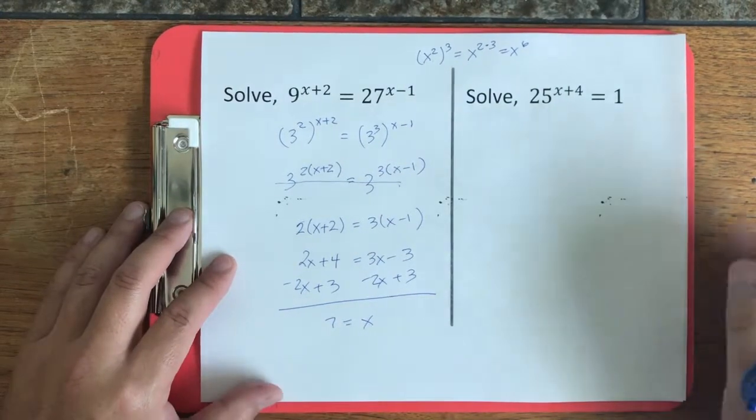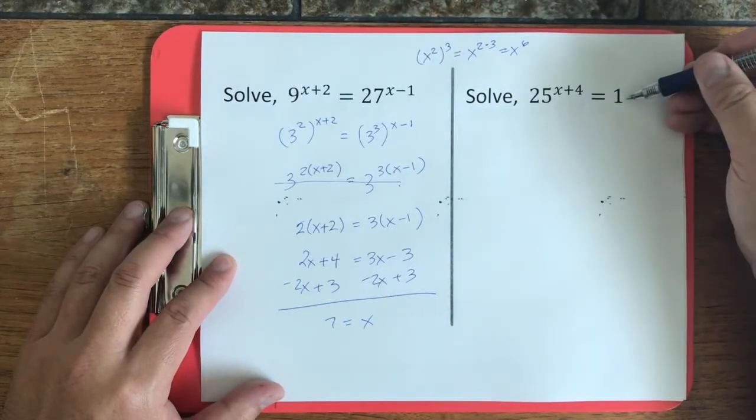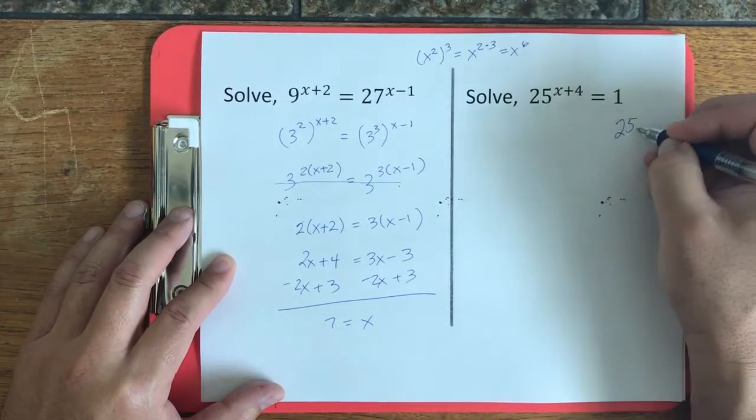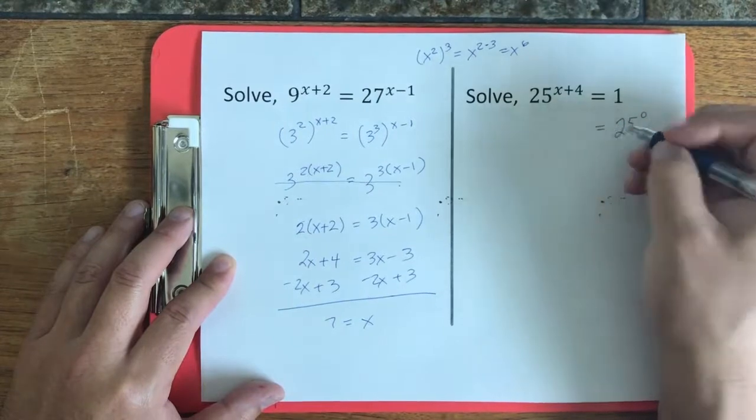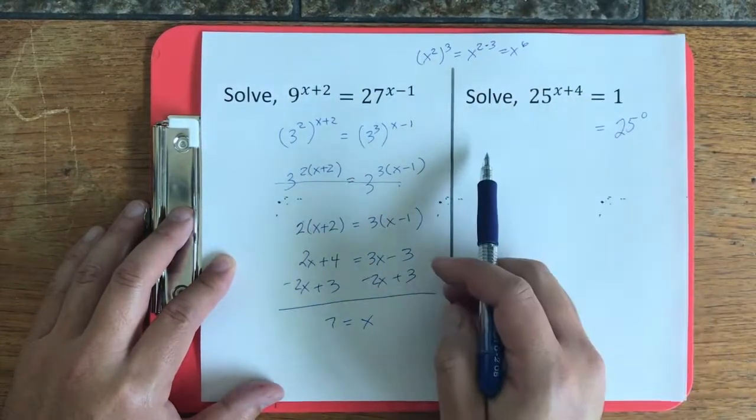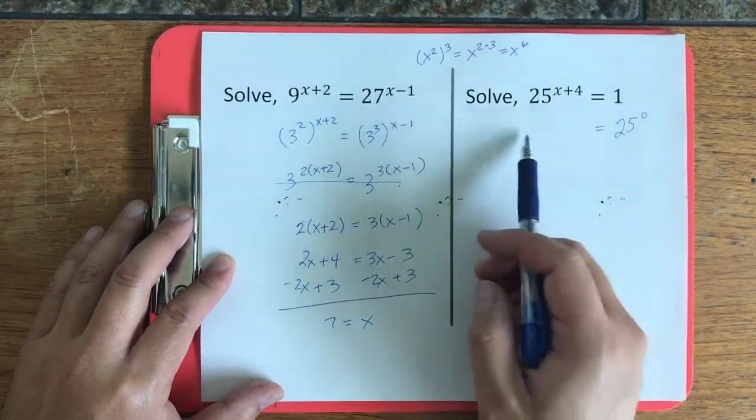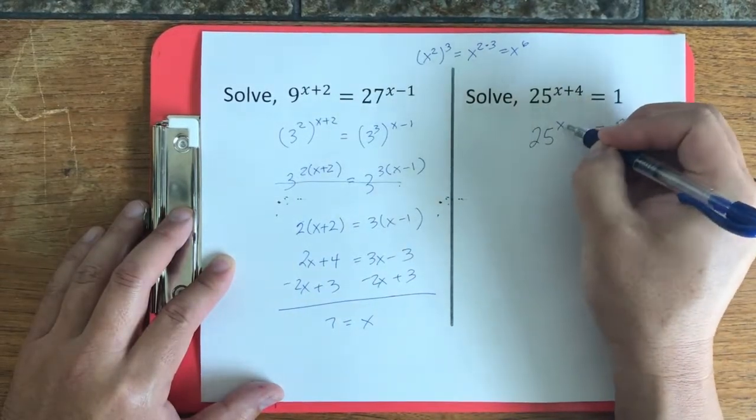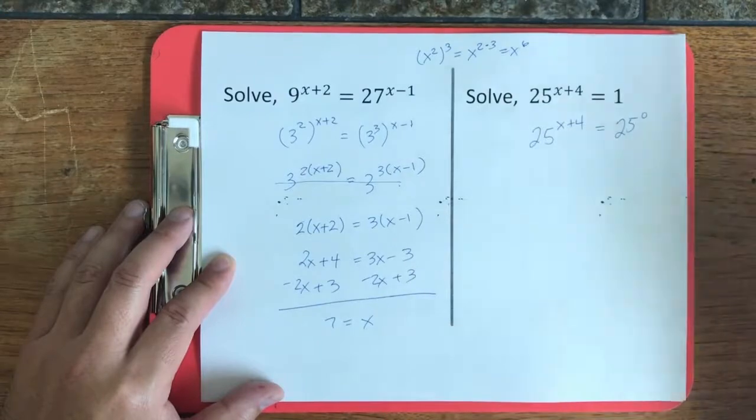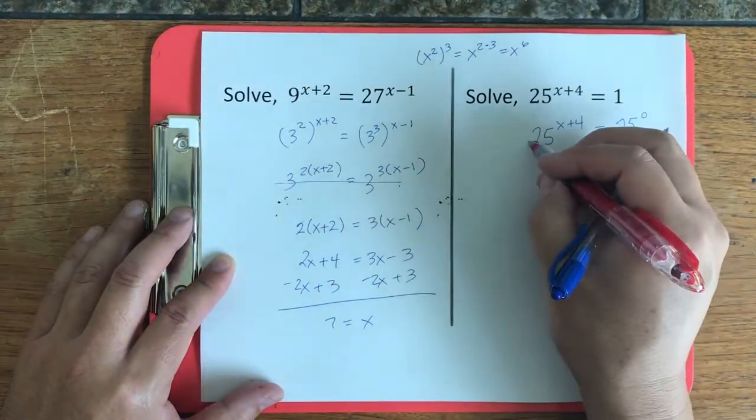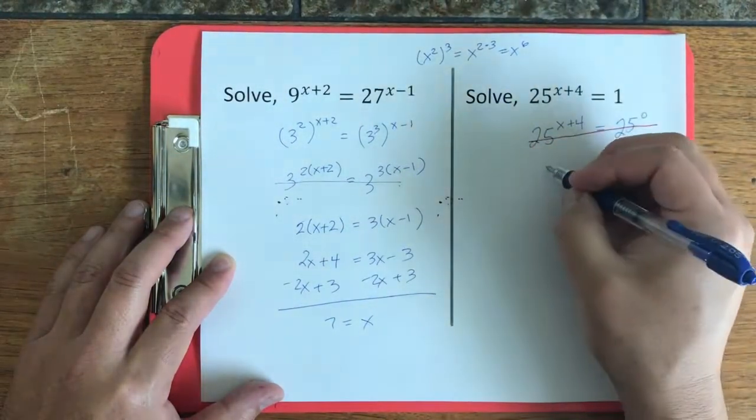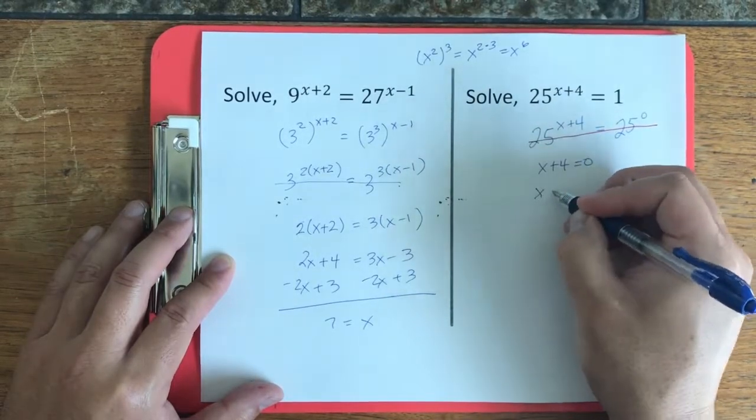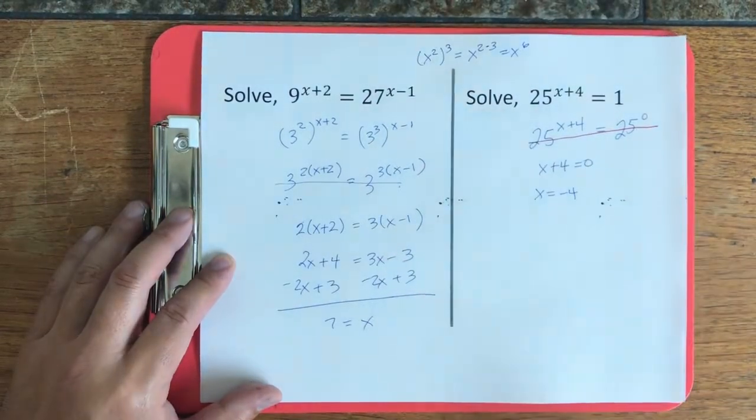Now in this case, I'm trying to trick you by putting a 1 here. The key thing to remember is anything to the 0 power is equal to 1. So let's make it easy enough and just use the same base to the 0 power. Now that we can see that the 25's cancel, we get x plus 4 is equal to 0, or x is equal to negative 4.